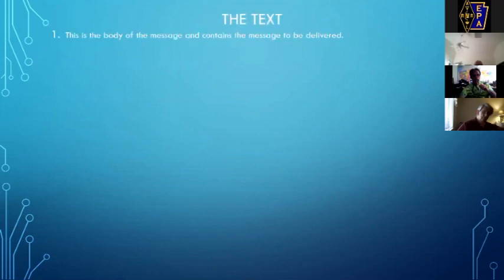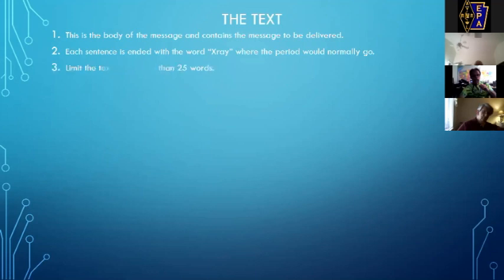The text, this is the body of the message, and it contains the message that's to be delivered. Each sentence is ended with X-ray where the period would go. The sentence may not end at the end of your 5-word group, but somewhere the sentence is going to end. If you would normally put a period behind it, put the word X-ray. That means the same thing. It tells the station that there's a break between that word and the next group of phrases.